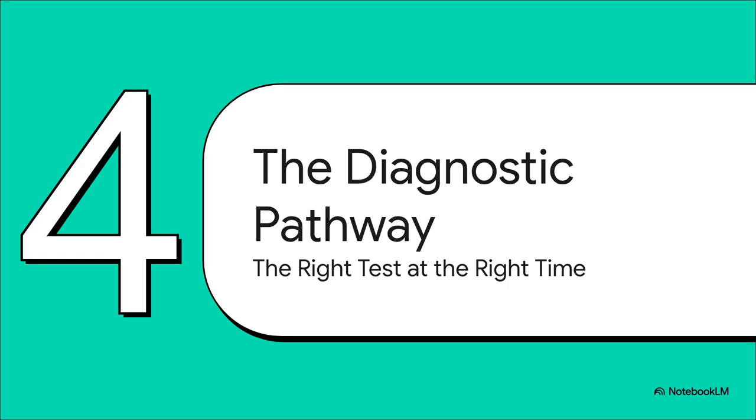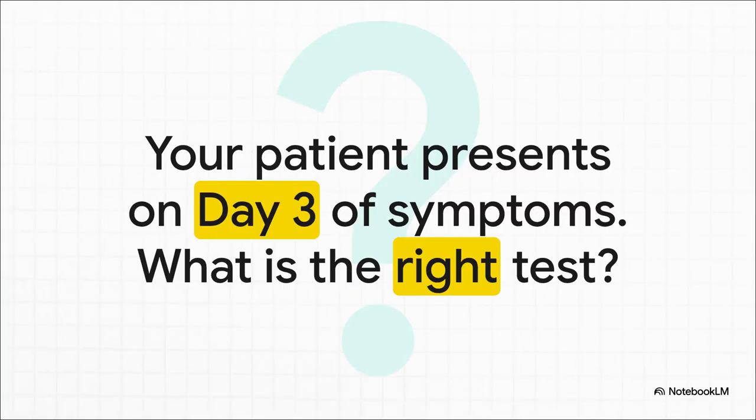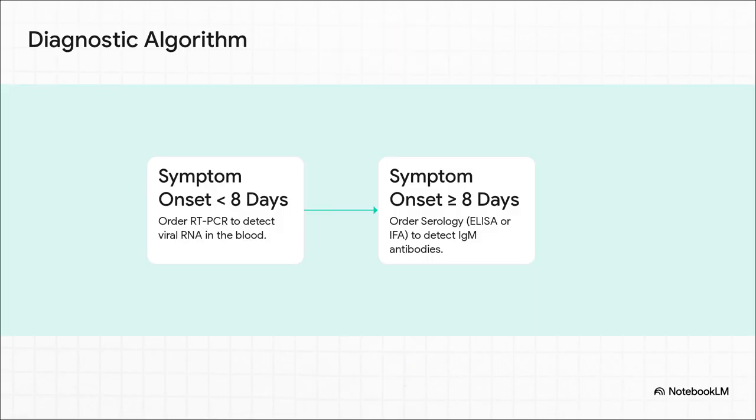This brings us right to the heart of our discussion, the diagnostic pathway. Let's think through a real-world scenario. Your patient comes in, it's day 3 of their symptoms. The virus is actively replicating, it's all over their system. What's the best test to order right now to catch it in the act? Here is the absolute key for testing, and I can't stress this enough, it is all about timing. In that first week, when the patient is viremic, you have to use a test that detects the virus itself. That's going to be your RT-PCR.